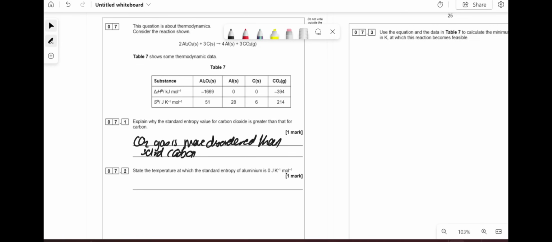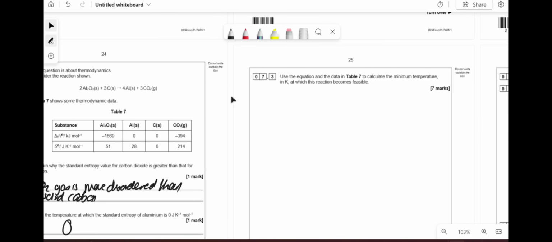So if you have 0 moles of it, you're going to have 0 entropy. If you have 0 Kelvin, you're going to have 0 entropy. So it's 0. And that makes sense because if you're at absolute 0, 0 Kelvin, nothing's moving. It's absolutely still. So there's going to be no disorder.